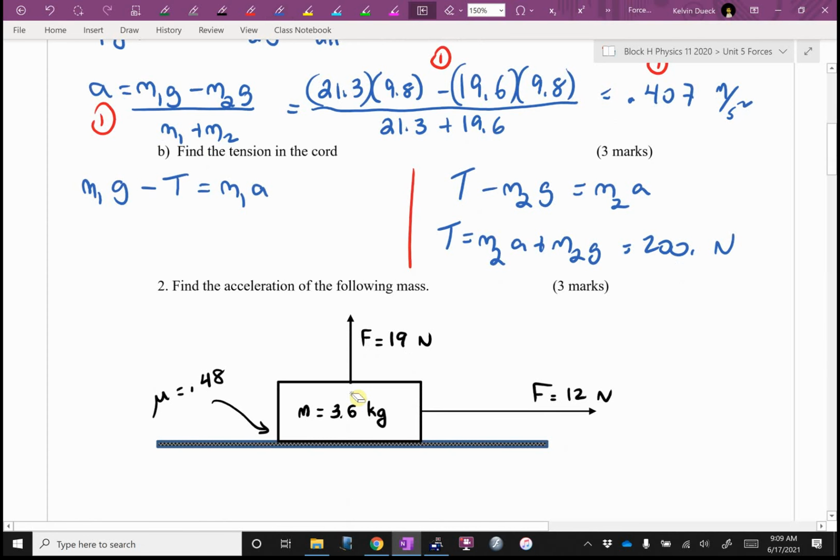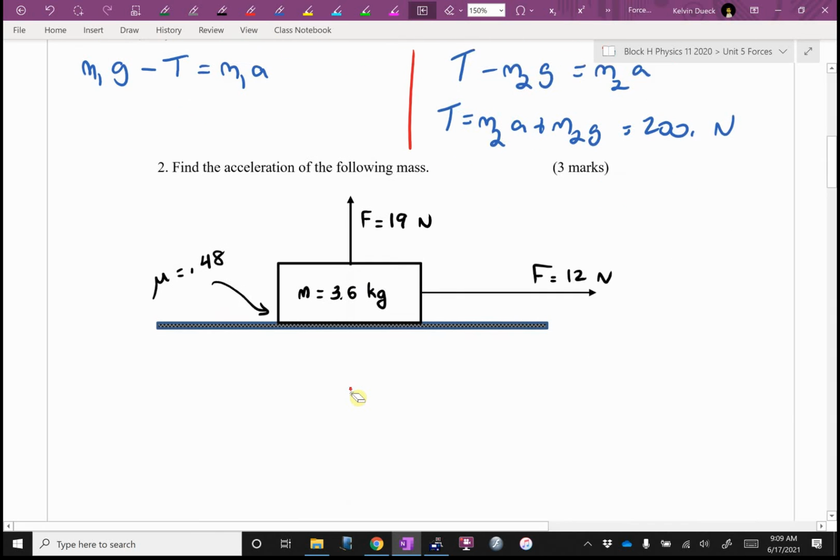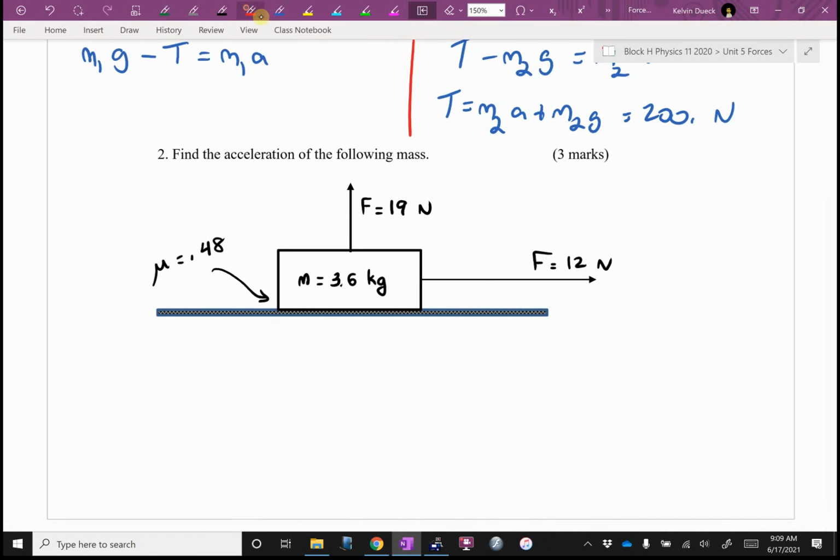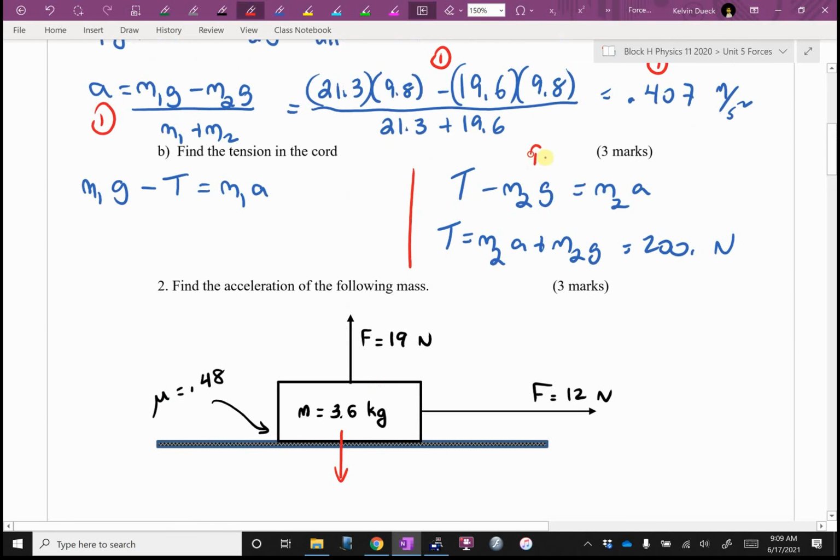Find the acceleration of the following mass. Okay, this one's tough. Free body diagram. Oh, by the way, for part marks, it would be 1 mark, 1 mark, 1 mark, 1 mark, 1 mark, for getting the T by itself, 1 mark.